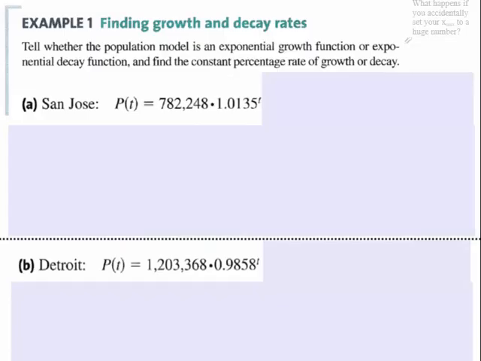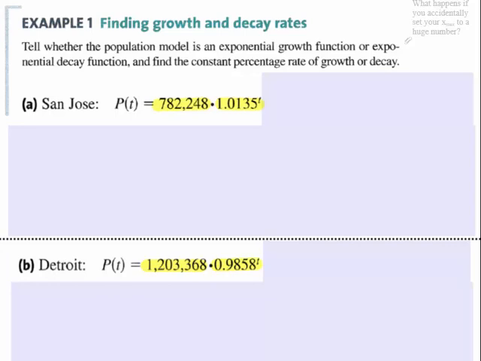In this first example, where they're giving population models for San Jose, California, the biggest city in Silicon Valley where I grew up, as contrasted and compared with Detroit, Michigan, we see those two population models. What should stand out to us is that the 782,248 is the initial value, the initial population of San Jose. I don't know what they consider the starting year to be. But we see a growth rate there, that's 100% plus some percentage amount. And then Detroit started with a higher population, but then we have 100% minus some percentage there.